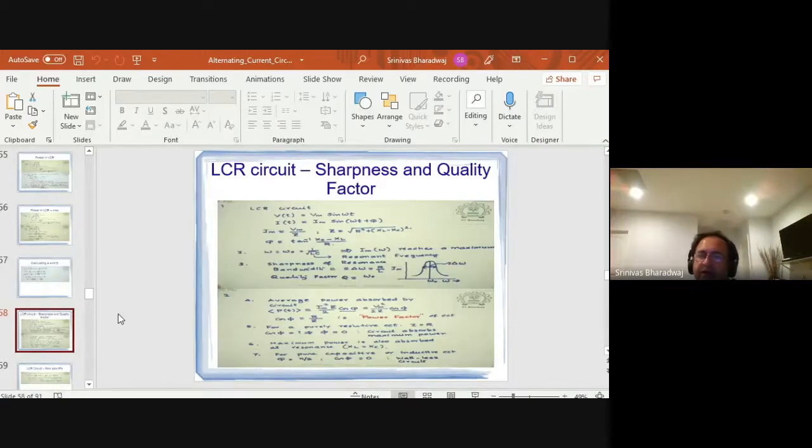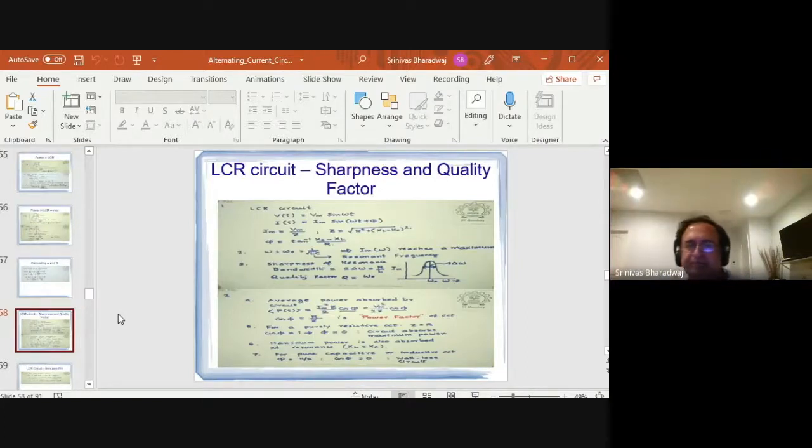Now, what is the average power absorbed by a circuit where there is some phi, which is not in resonance? You have I square R by 2 cos phi, or I square Z by 2 cos phi, right? So cos phi is what?